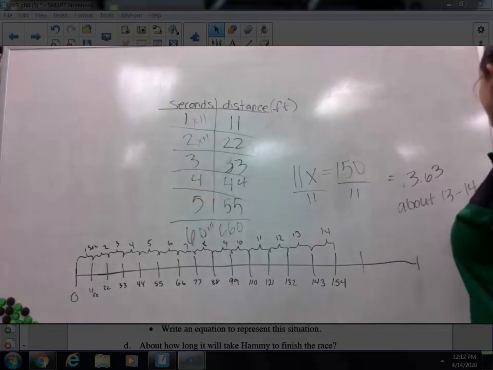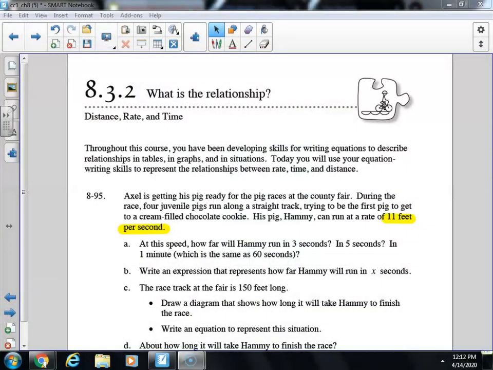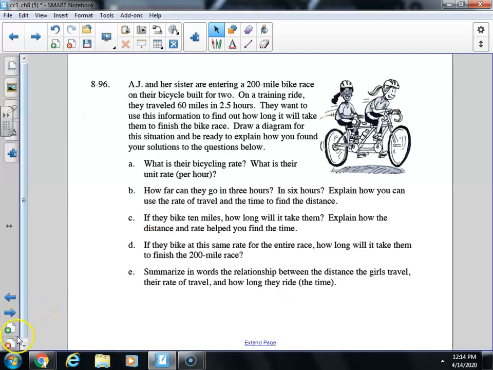So if we go back now to our next core problem, which is 96. AJ and her sister are entering a 200-mile bike race on their bicycle built for two. On a training ride, they traveled 60 miles in 2.5 hours. They want to use this information to find out how long it will take them to finish the bike race. Draw a diagram for the situation and be ready to explain how you found your solutions to the questions below.